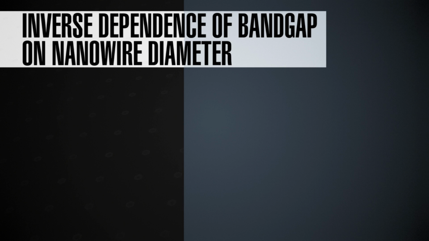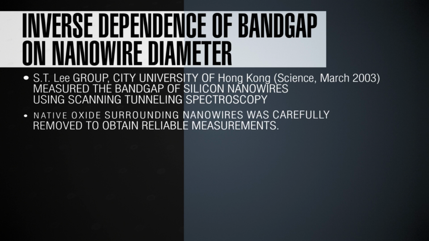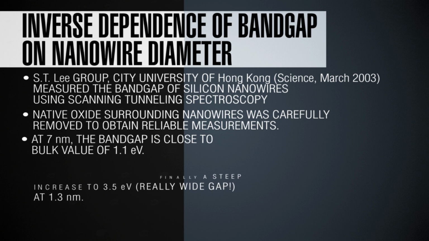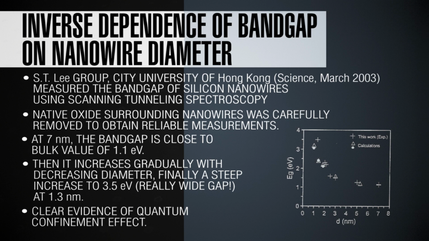Now I want to talk about some of the properties of nanowires. Earlier on, as a motivation, I mentioned that when the nanowire diameter gets smaller, the band gap increases. This has been proved for a number of materials. I'm showing here for silicon. The silicon nanowires were grown using vapor liquid solid technique by this group in Hong Kong, and then they used scanning tunneling spectroscopy to measure the band gap.